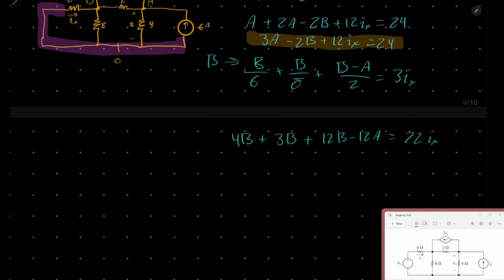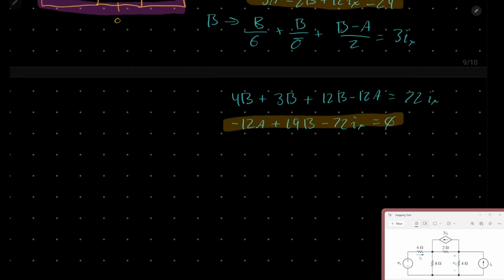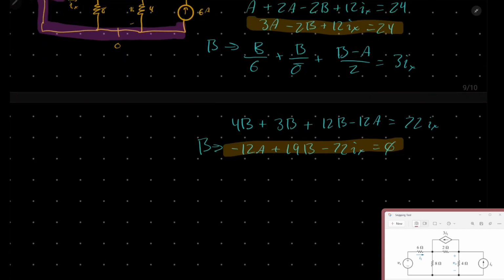So now we'll put all of our unknown variables on the left side, and then also add all like terms at the same time. So right here we have negative 12a, then add up all our b's, and we get 19b equals, or no, we want to move this ix over, so we need negative 72ix equals 0. And there is our final equation for B.